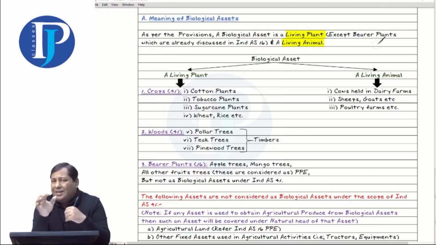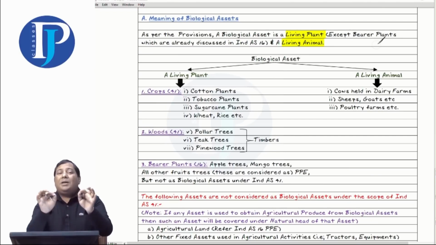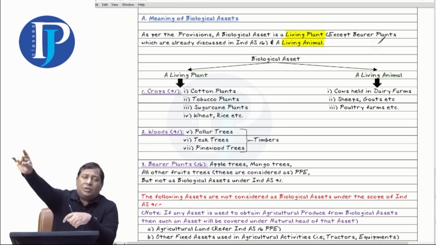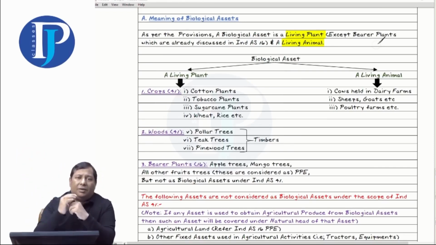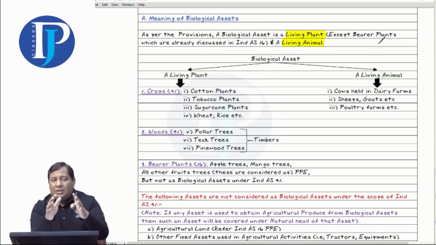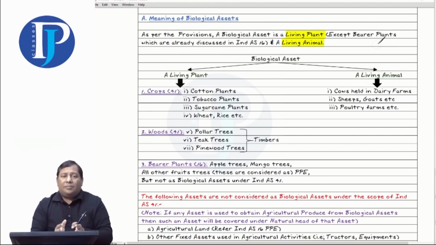What was that? That bearer plant is not included in the plants. Why? Because we studied about bearer plant in Ind AS 16 under PPE. So, excluding the bearer plant, we cover all the other remaining plants and all the animals under the Ind AS 41.